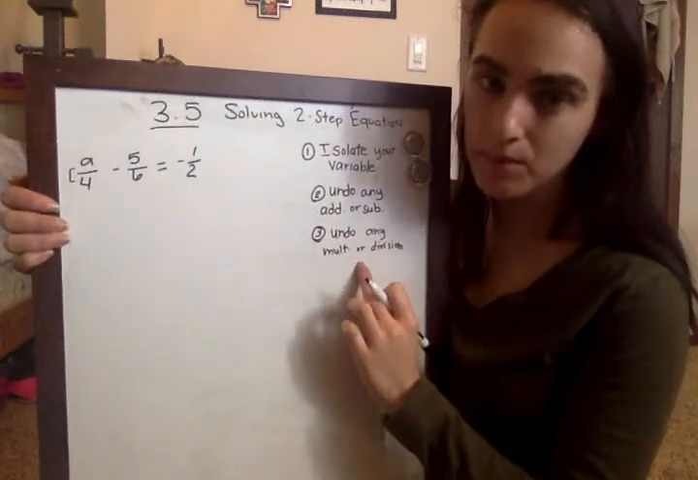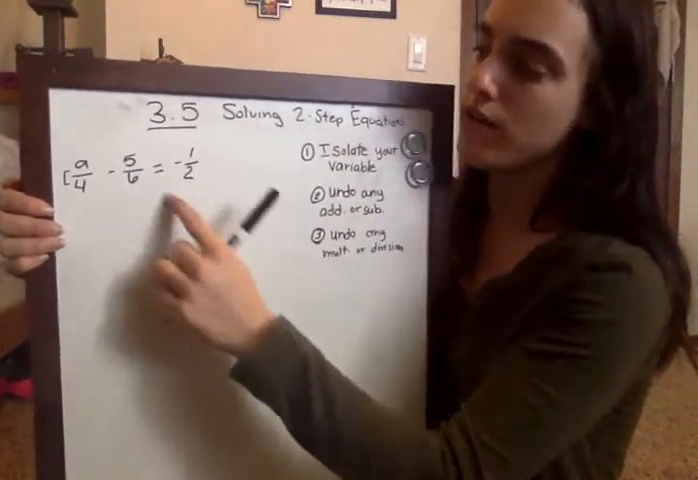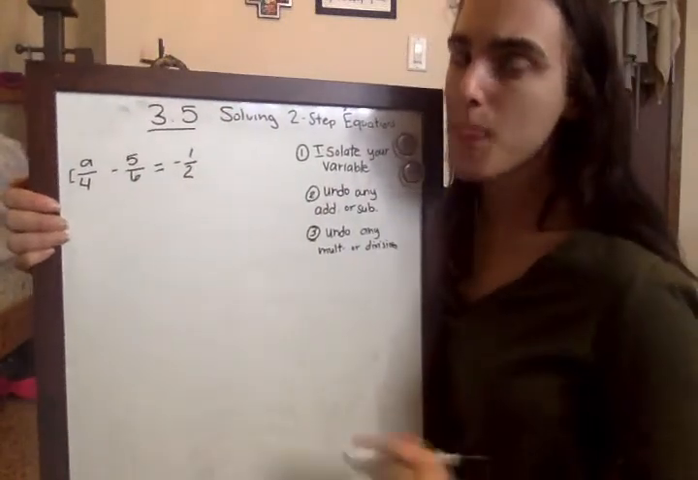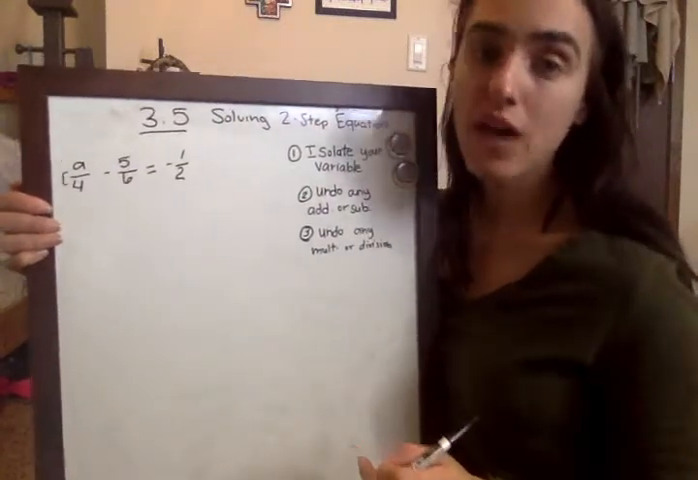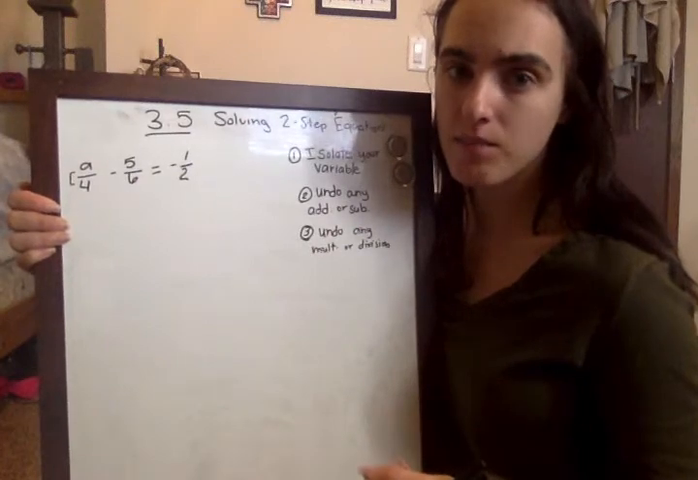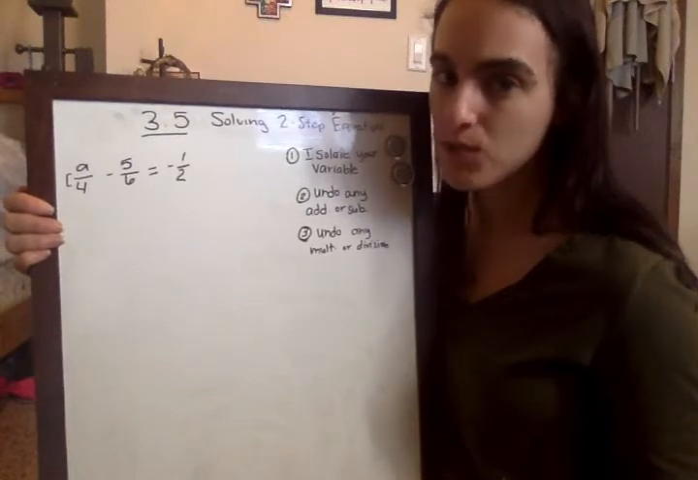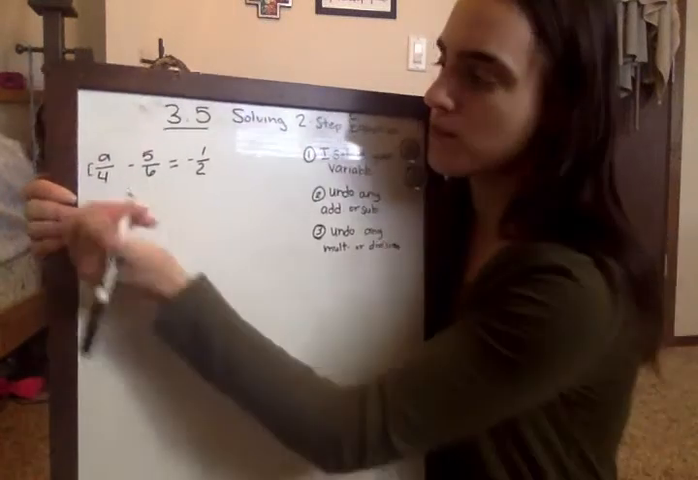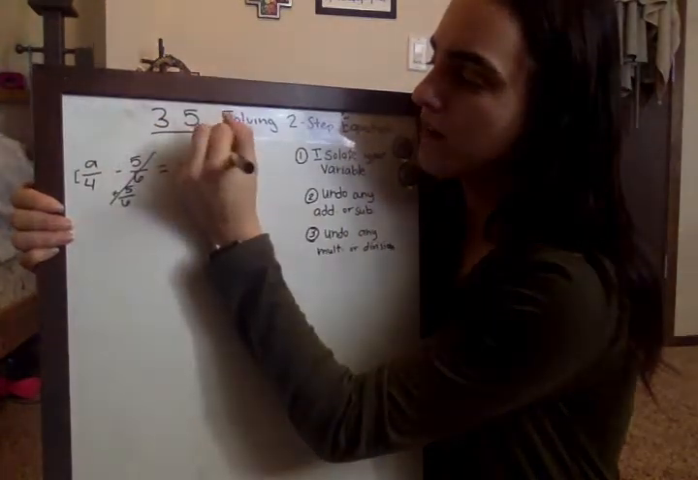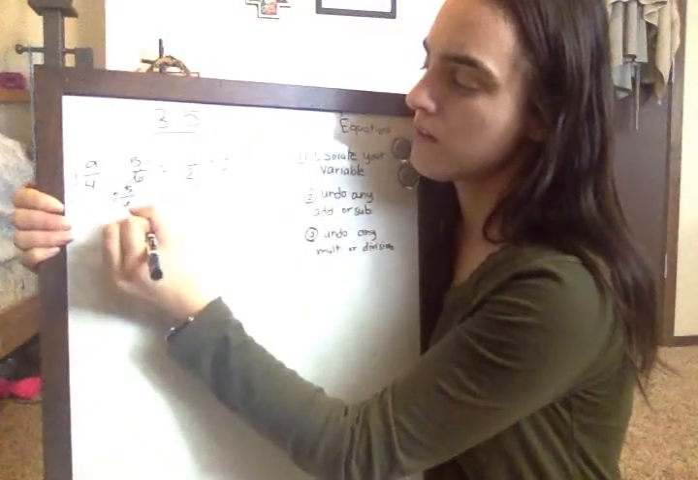Remember, it's our third step, undo division or multiplication. So now, let's look around our variable. On the same side of the equal sign, what else is happening? We're subtracting the fraction 5 over 6. So we need to undo the subtraction. How do you undo subtraction? Addition. Add 5 over 6. Okay, so now we have negative 1/2 plus 5 over 6.